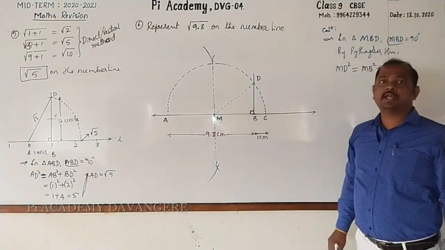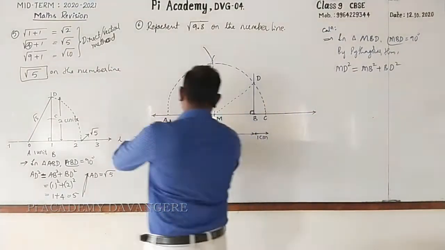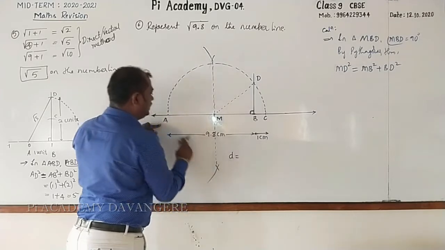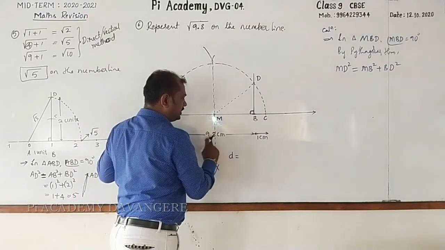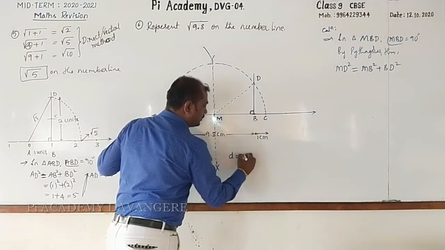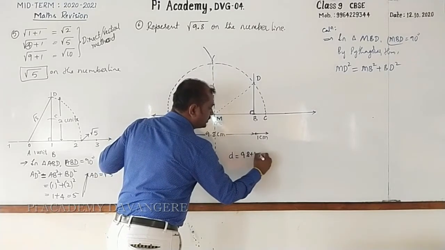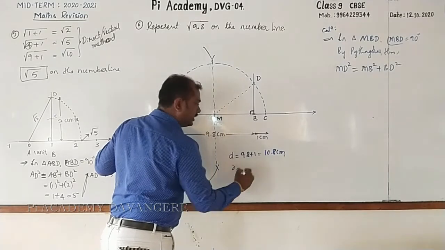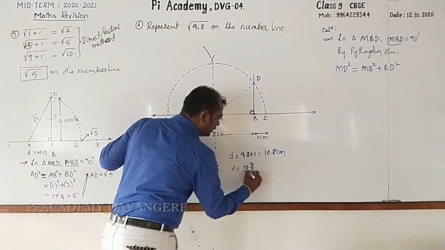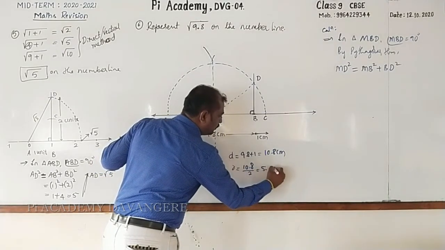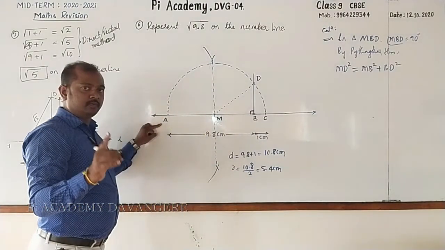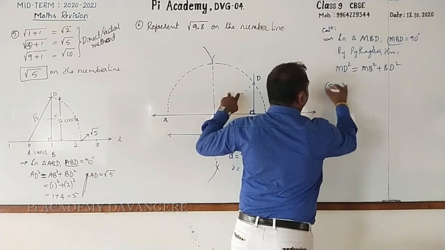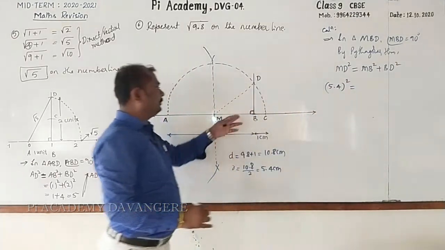Then radius is half of the diameter. What is the length of the diameter? Diameter is AC. Here I'll write for your reference, diameter is 9.8 plus 1, which is 10.8 centimeter. But we want radius. It is 10.8 by 2, which is 5.4 centimeter. Followed? This is 5.4 centimeter whole square.